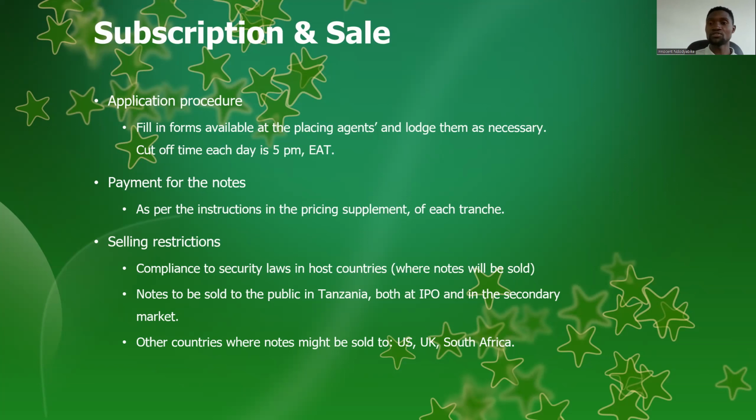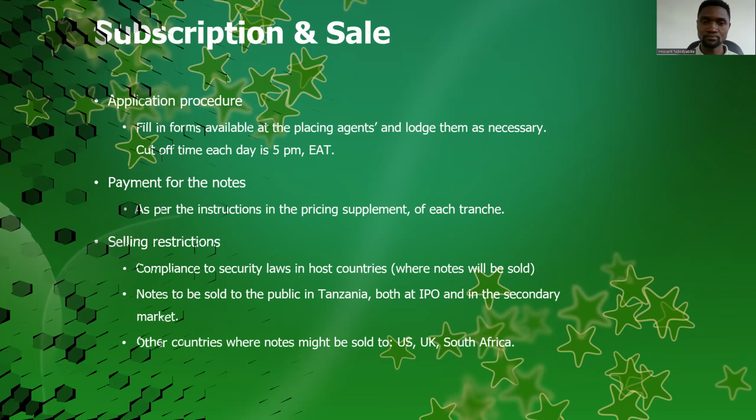But then, of course, these notes are going to be sold to the public in Tanzania, both at IPO, the current stage is an IPO, and in the secondary market, which is the stock exchange, where any other person who wasn't able to participate in this current stage or in the IPO stage can actually come and invest in this particular bond.